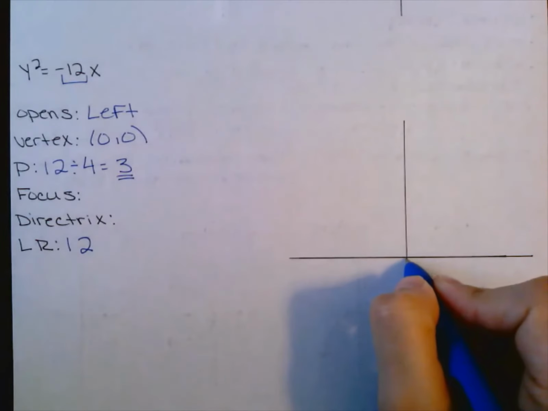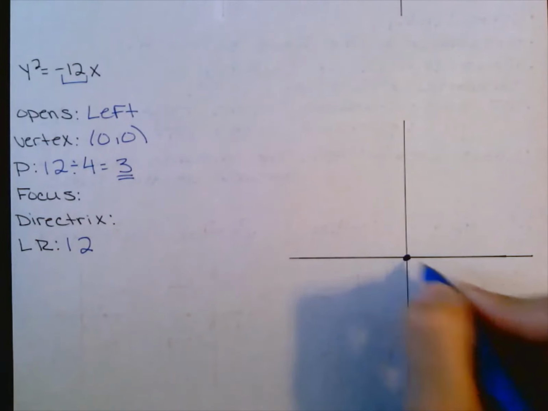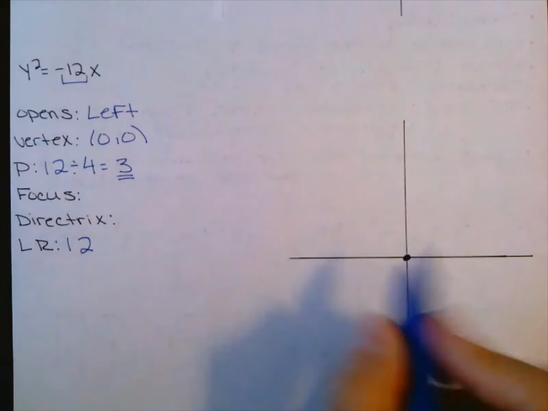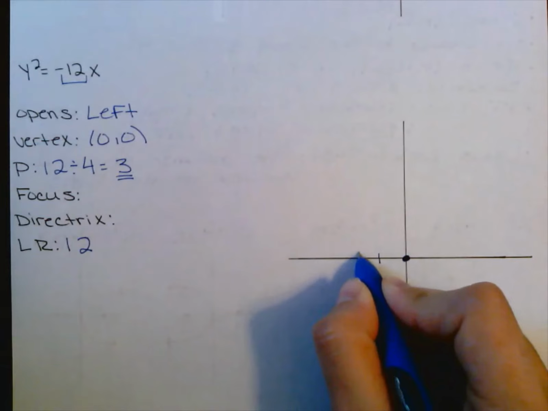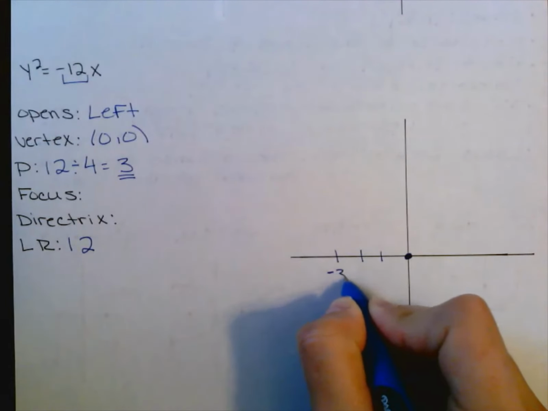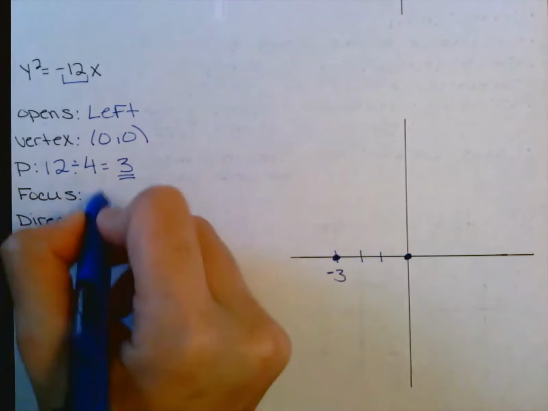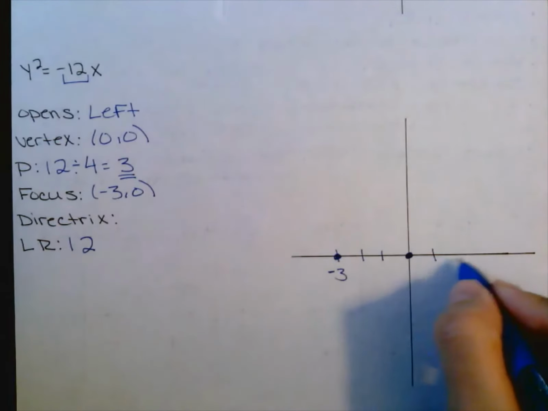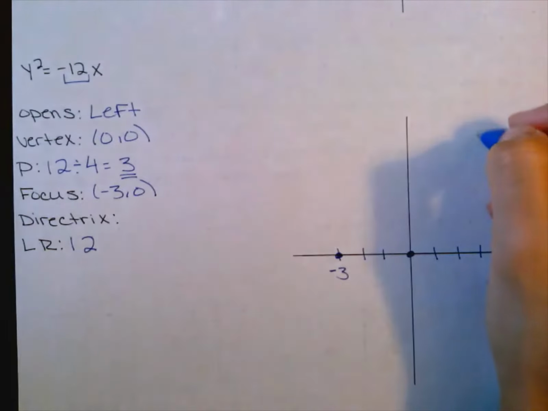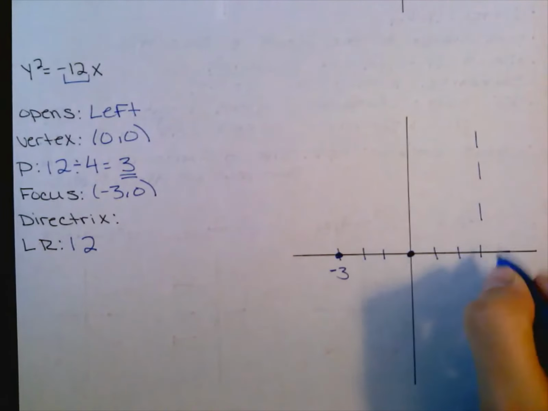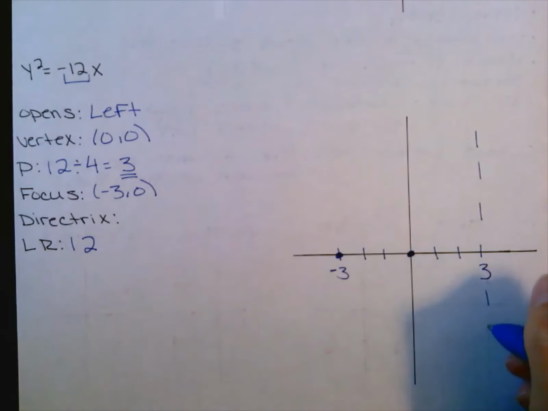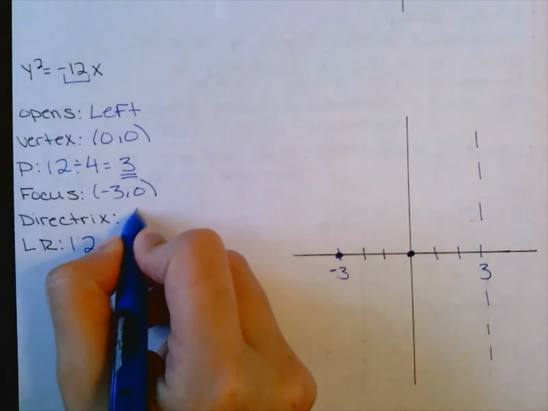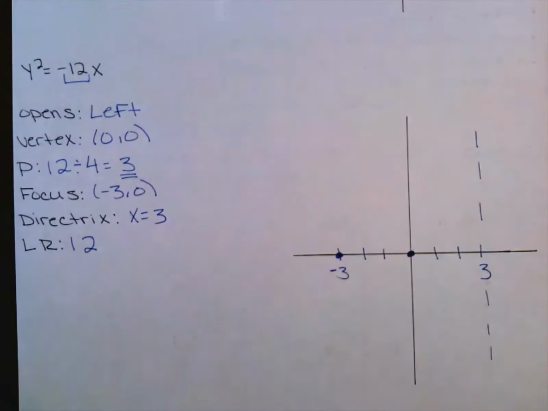So let's start by placing our vertex at 0, 0. It's going to open to the left, so my focus is going to be 3 units inside. And that's going to land at negative 3, 0. And then my directrix is going to go 3 units back. Okay, so directrix is an equation of a line at x equals 3.